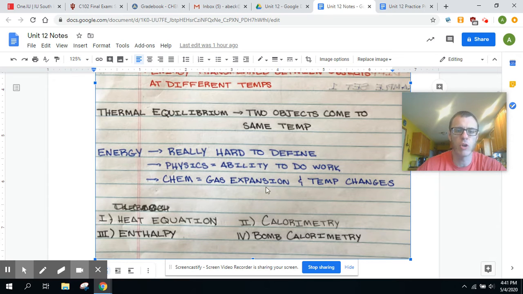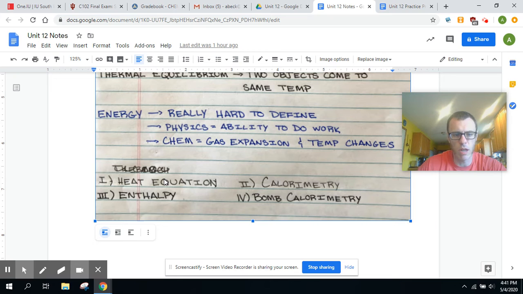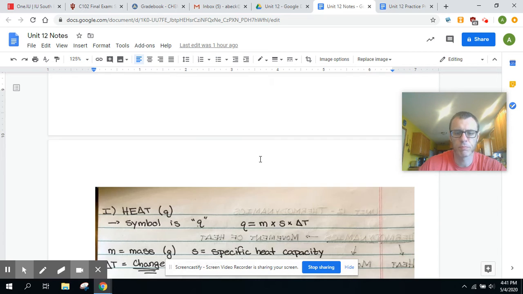In chemistry, you can have gas expansion, which is how a car engine works. The gas expands and it takes the piston and moves it, and that's how the car moves. Also, it's in temperature changes, and we're going to focus on temperature changes right now. We're not going to so much do gas expansion. We're going to start with heat equations, which really isn't that hard. Then calorimetry. Next, enthalpy, which is kind of a weird word, and then bomb calorimetry.